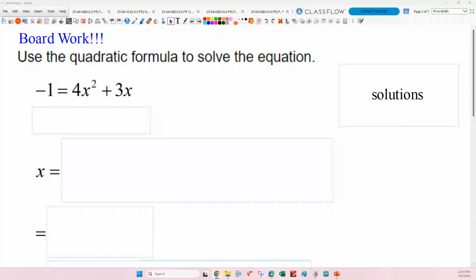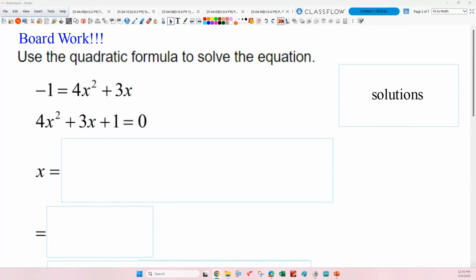Okay, hey, that looked pretty good. Now walk me through what you did here. What's the first thing you have to do? Make it equal to 0. So I'm going to add 1 to this side, right? Okay, and then I get something like that. And then we just flip the equation around. That's fine. Put the 0 on the right side instead of the left.